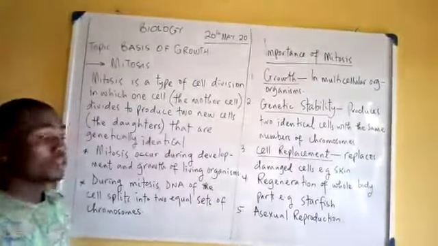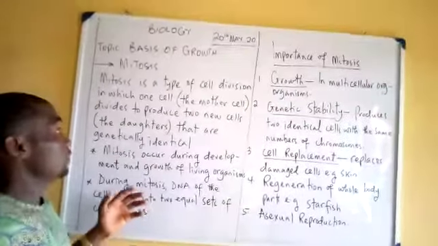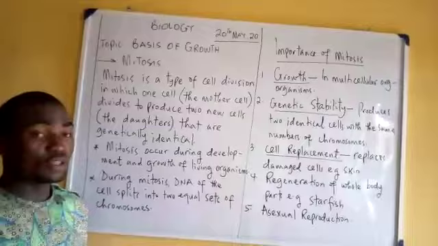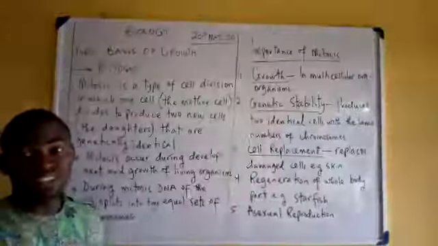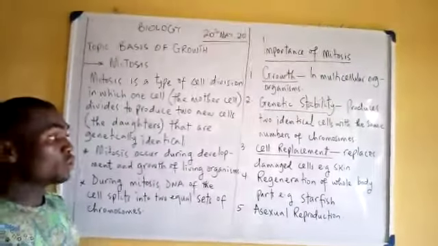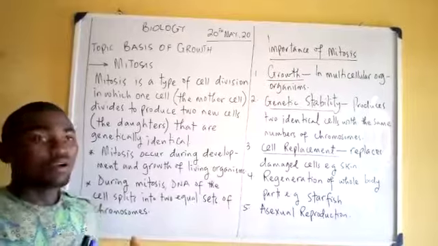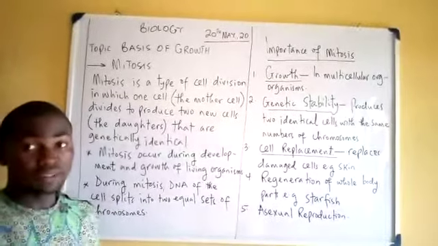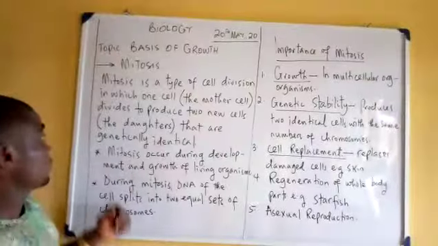Today's class, the objectives of the class, we are meant to understand the meaning of cell division or mitosis. We're also going to understand the importance or the significance of mitosis to all living organisms. And we're also going to understand the various stages of mitosis as they occur in both plants and animals. What is now mitosis?